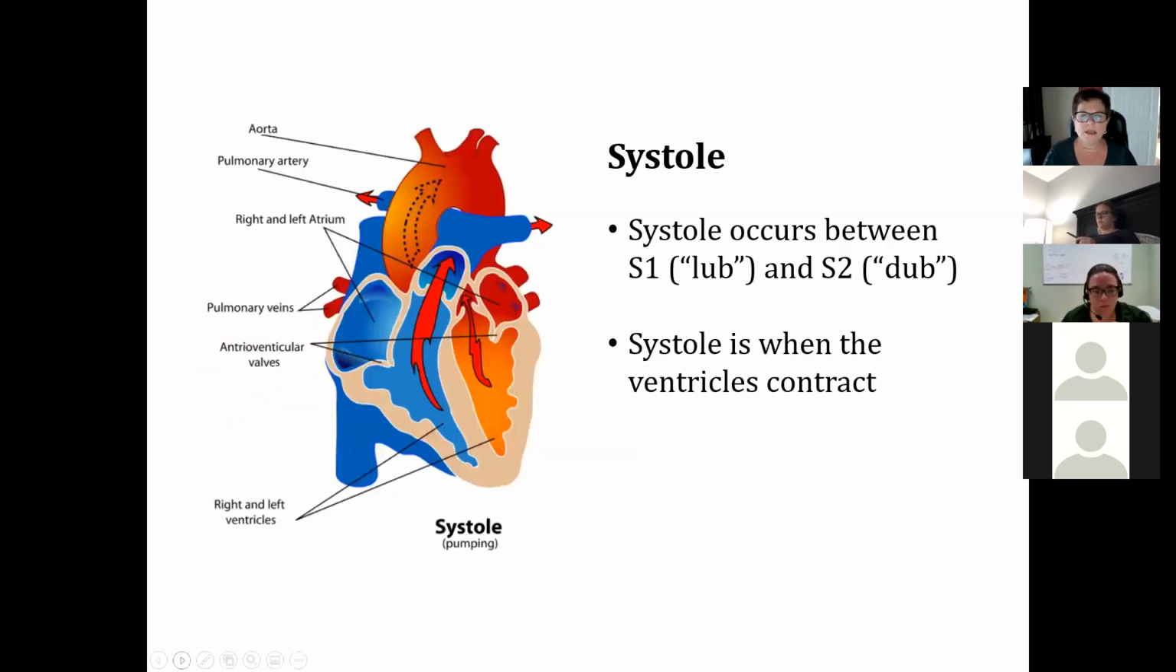So when we're talking about systole, it is the space of time between your lub and your dub. And this is helpful when we are listening to murmurs. So lub swish dub would be a systolic murmur. But if I heard lub dub swish, I would be listening to a diastolic murmur.